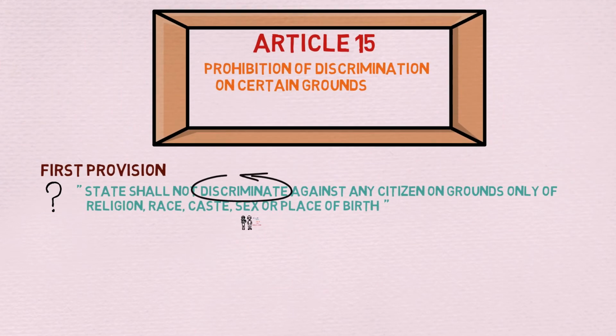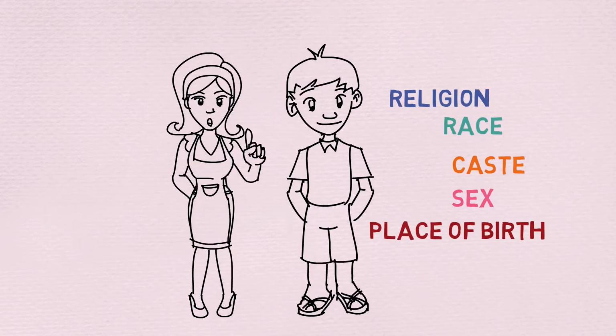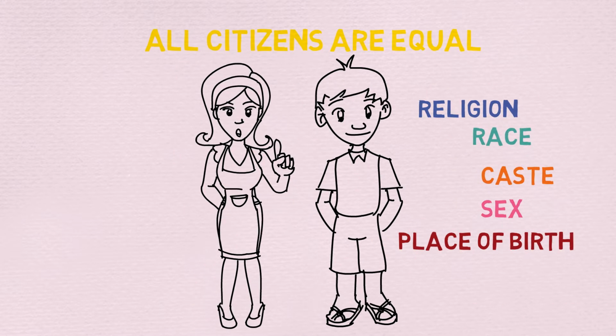So who shall not discriminate? It is the state that shall not discriminate. So whether someone is a Hindu or a Muslim, white or black, Brahmin or a scheduled tribe, male or a female, whether that person was born in Kutch or Kohima, the state must treat them alike. All citizens are equal in the eyes of the state.